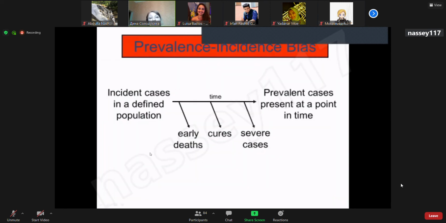Here is just an example, when we have incident cases in a defined population and we have prevalent cases present at a point in time, and we have during the follow-up early deaths, cures, and severe cases. So we have to be careful about incident cases and about prevalent cases. They are not the same.